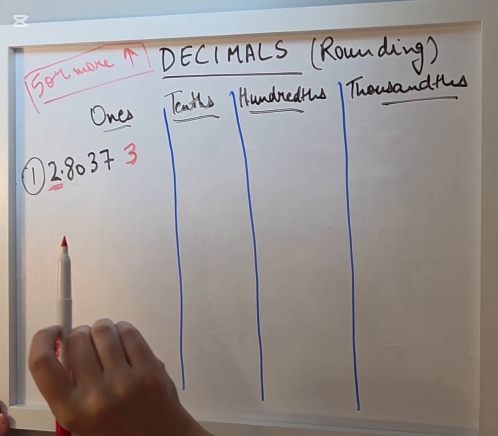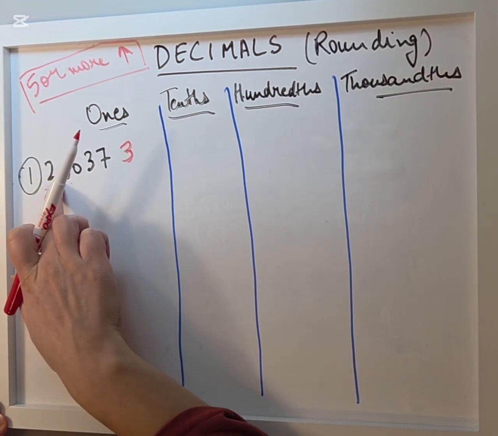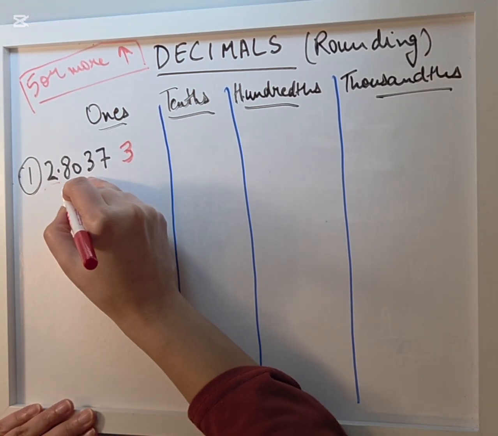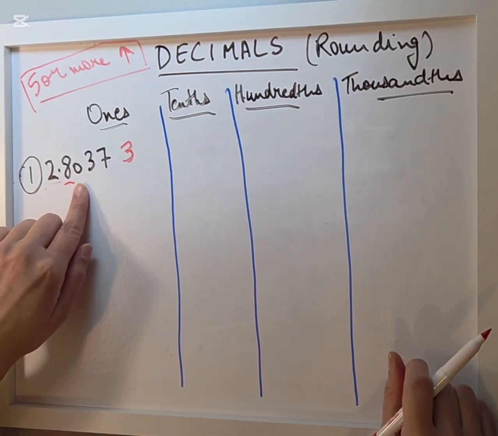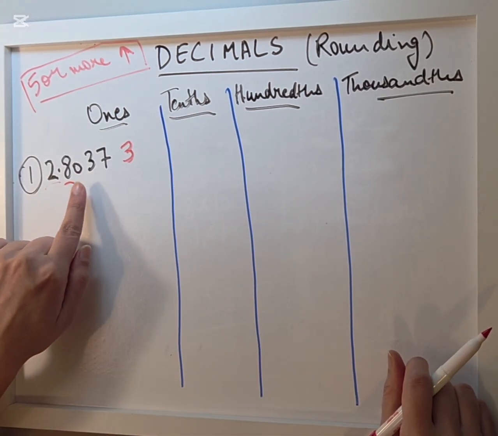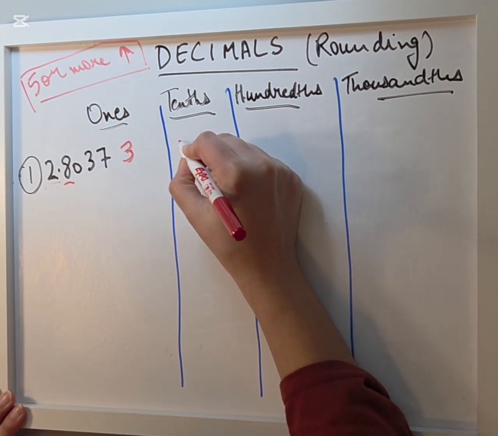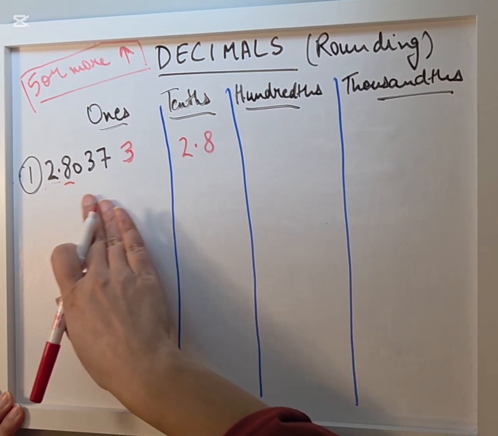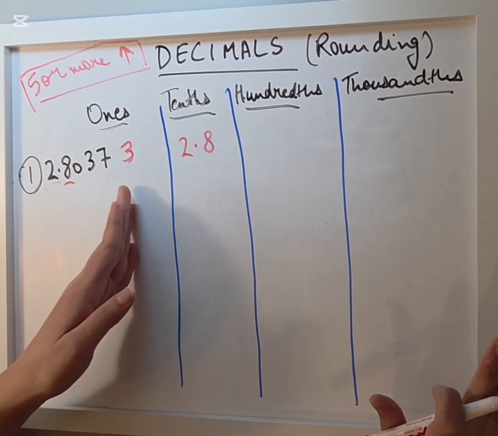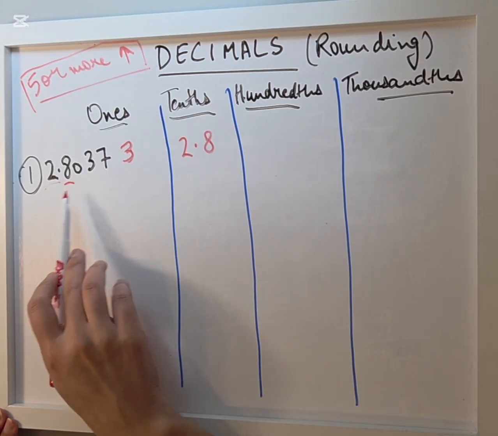Now let's look at tenths. This one is the tenths position. Let's look at the number next to it. It's 0, which is less than 5, so it will remain the same. So we write 2.8. All the numbers after that are not valid anymore because we've rounded it off.